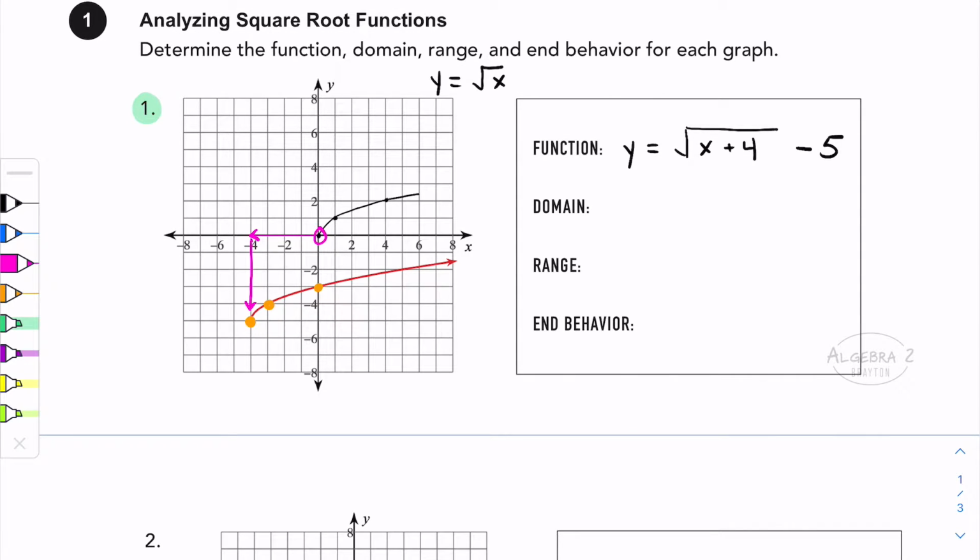Obviously, if these points appeared to be stretched, if there was a stretch or there was a shrink or a reflection, you would have to indicate that as well. This one does not have that.